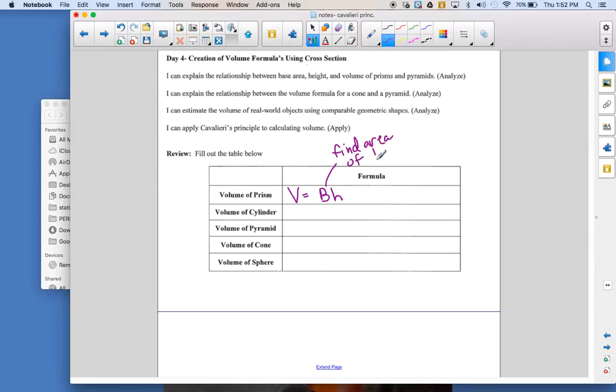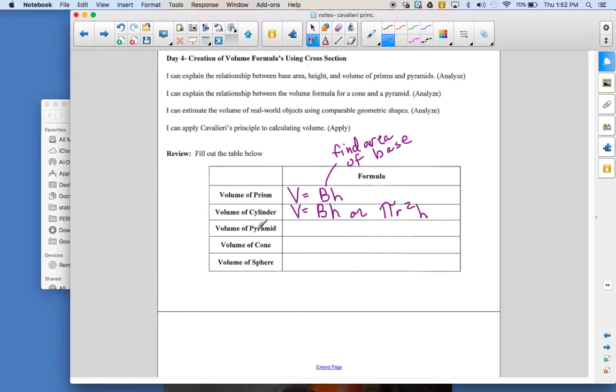It could be a rectangle, it could be a square, it could be a triangle, it could even be a circle. In the case of a cylinder, the volume equals the area of the base times the height, same as the prism. It's just that capital B is always going to be a circle, so it's pi r squared, that's your capital B, times your height.